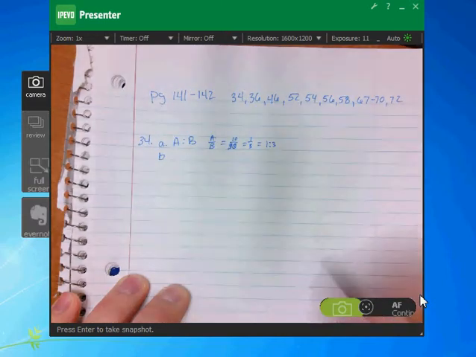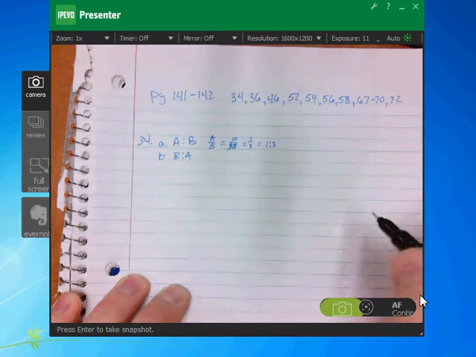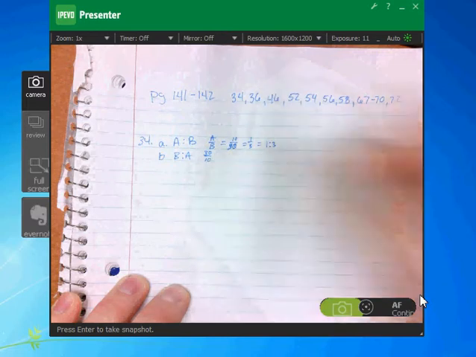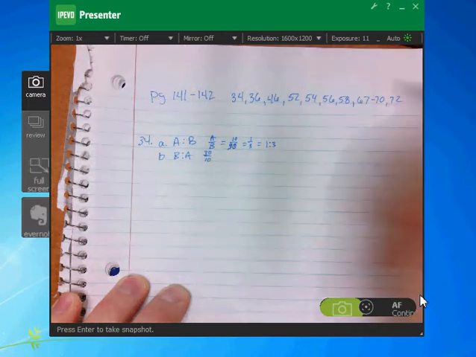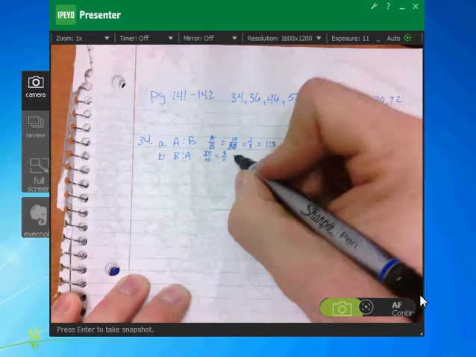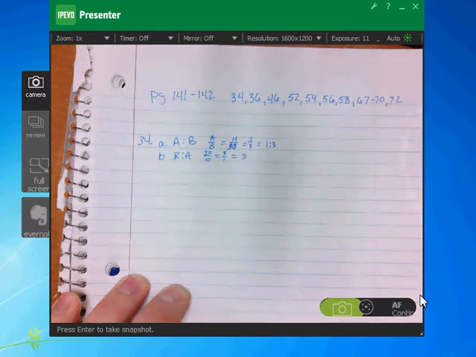For part B, we're looking for the ratio of B to A. So you guessed it, our numbers are just going to be flipped. We're looking at 30 to 10, or that's the same as 3 to 1, or 3 over 1 if we reduce it, which is 3. So the ratio of B to A is 3, or 3 times, we could say that.